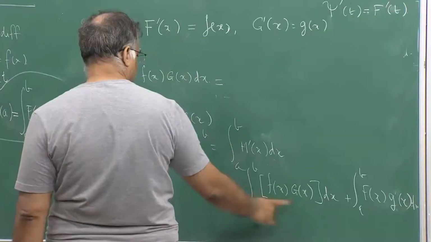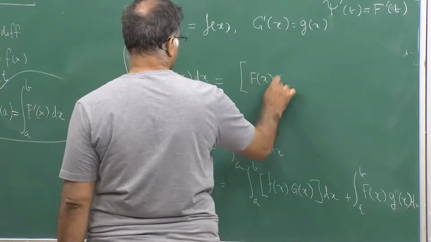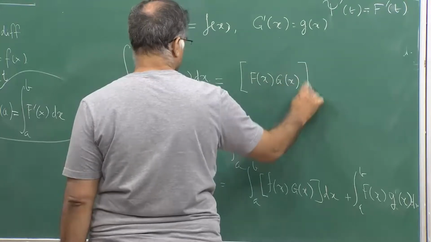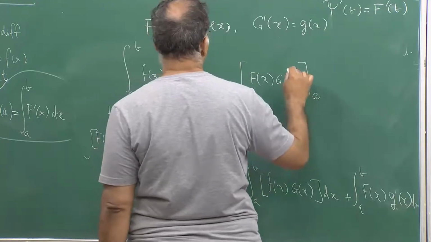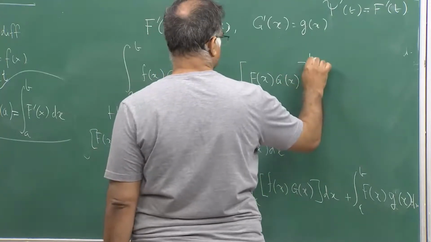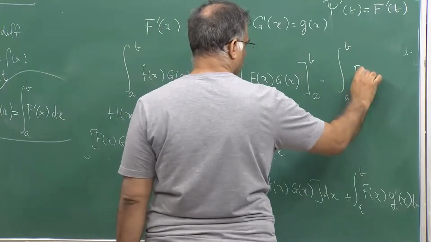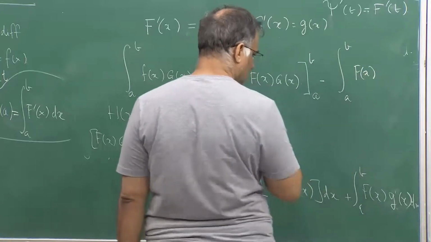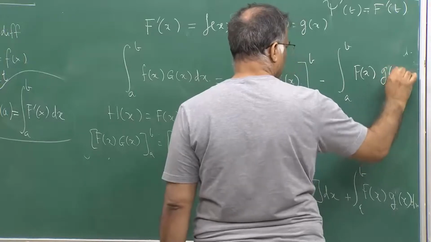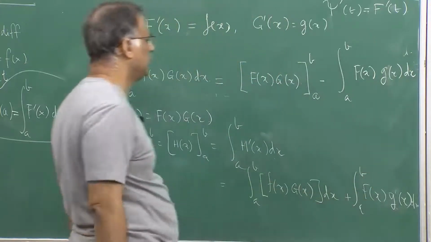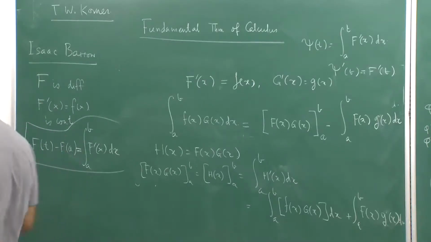So what is this formula of mine? If I look at it from this angle, this is nothing but F(x) G(x) from a to b minus the integral from a to b of F(x) g(x) dx. So does it rhyme with what you have learnt in your class?